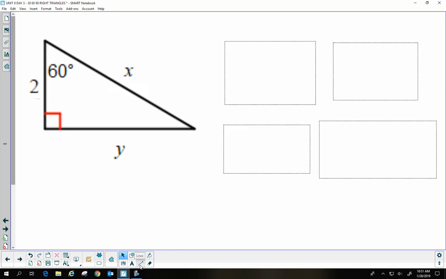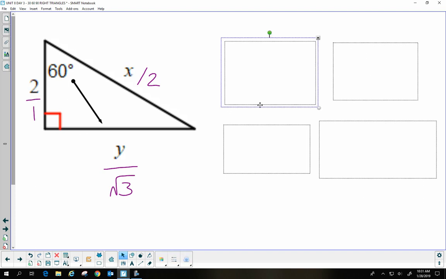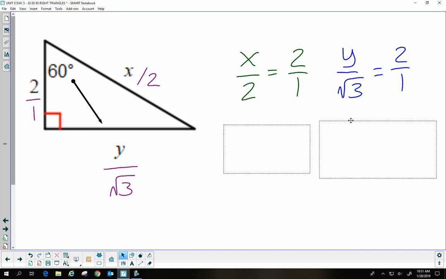So let's give this one a shot. This time we have the 60-degree angle. The side across from 60 will divide by root 3. The hypotenuse will divide by 2. And the side across from 30 will divide by 1. And so we can write our two proportions. Again, that divided by 1 is unnecessary. Anything divided by 1 just stays the same.